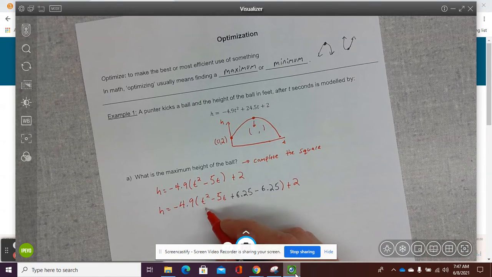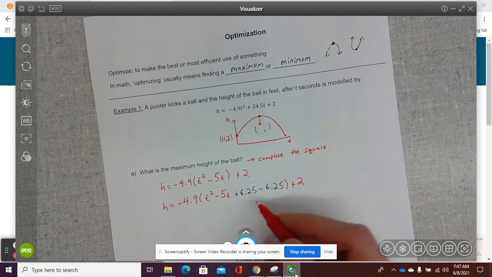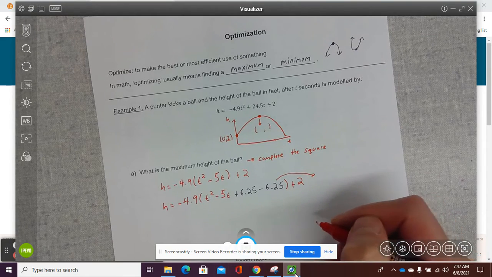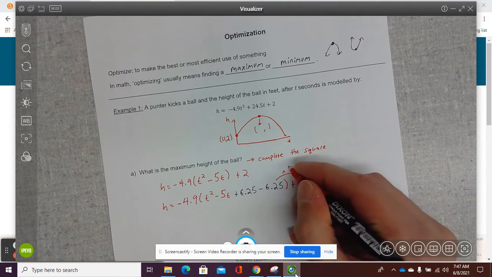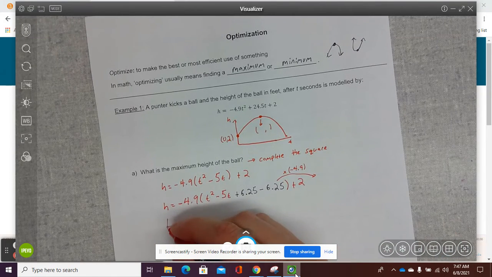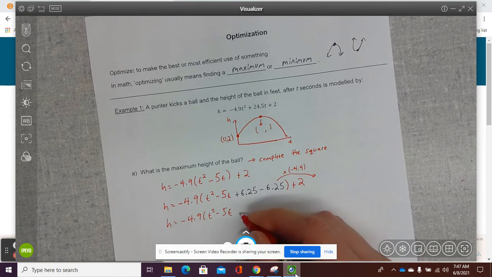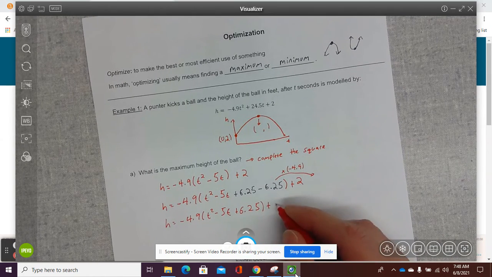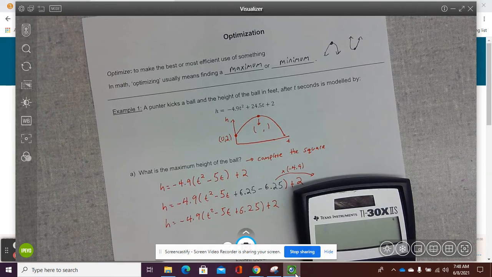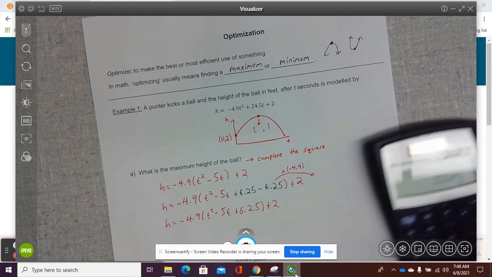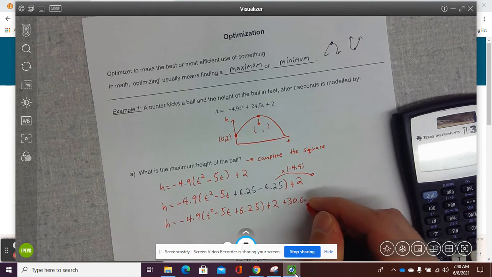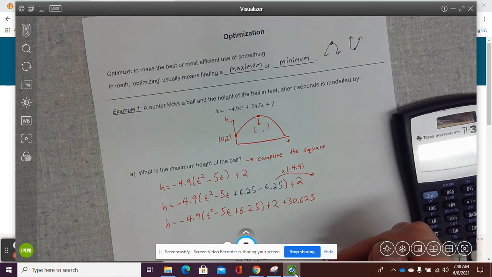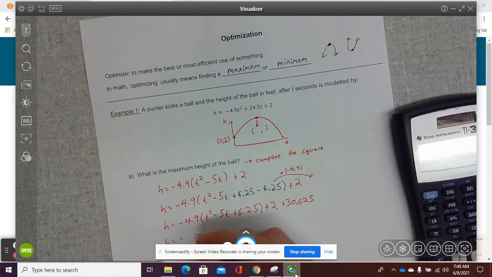I really only want these first three terms in the bracket. Those are the three terms I want to factor, so I've got to remove the negative 6.25. I've got to kick it out, so I need to distribute the negative 4.9. In other words, I need to multiply negative 4.9 by 6.25. And what that's going to do is remove it from the bracket. So now I don't have the negative 6.25 in the bracket. I'm going to do negative 6.25 times negative 4.9, so then I'm going to add another 30.625.